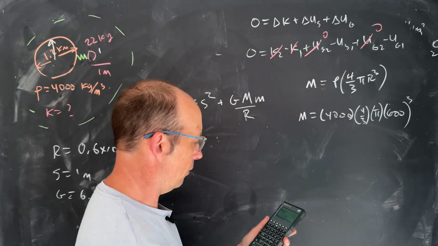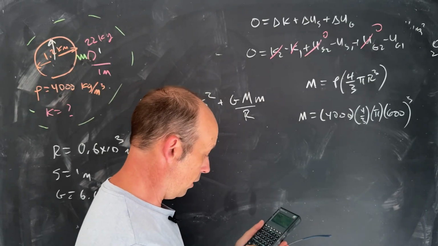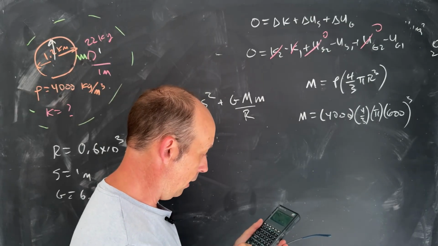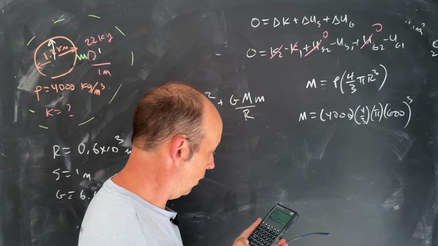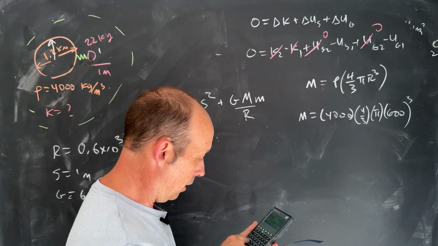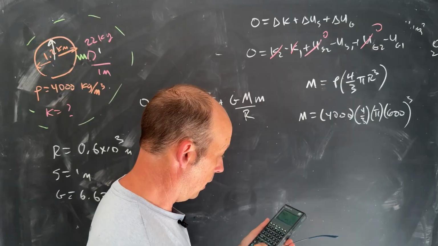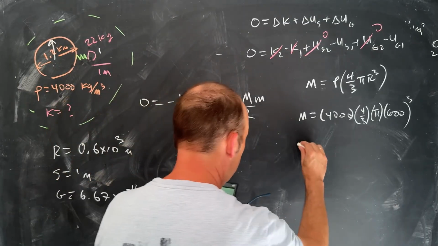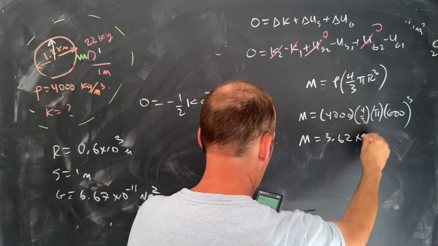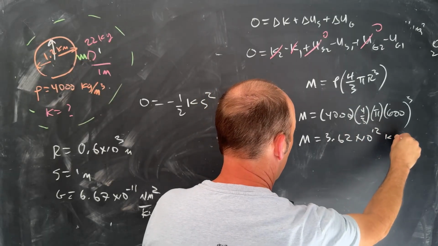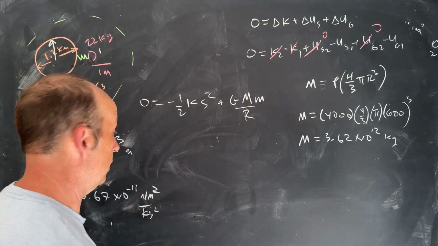Okay, so I have 4,000. I got to take my glasses, I can't see. 4,000, enter, 4 times 3 divided by pi, 3.1415 times, and then 600 cubed. So I go enter, I always get this wrong, 3 cubed. And then I multiply that, and I get a very large number, 3.62 times 10 to the 12th kilograms. Okay, just so you know, the mass of the Earth is 10 to the 24th, so that's not crazy.